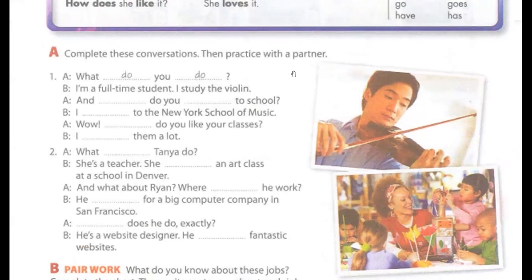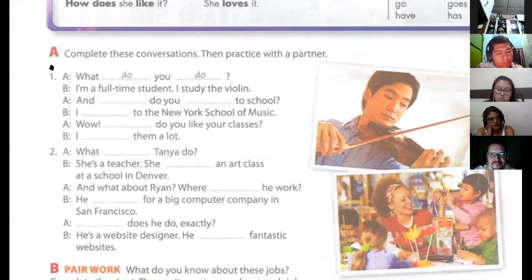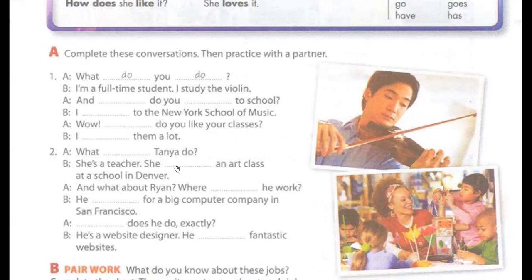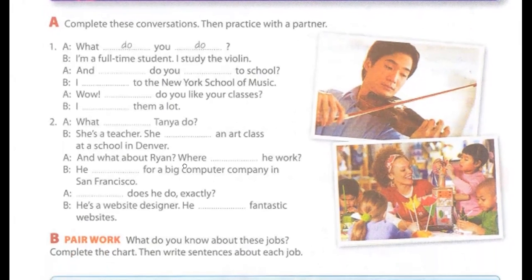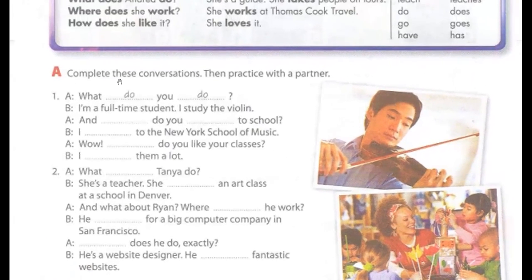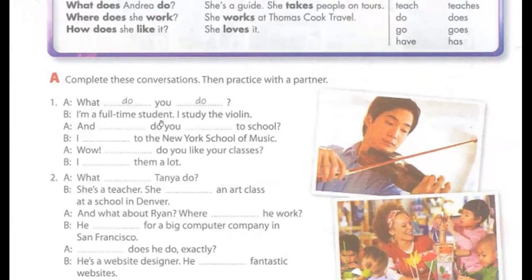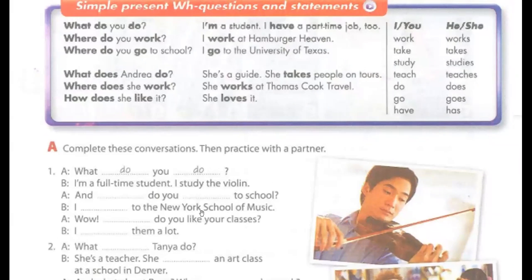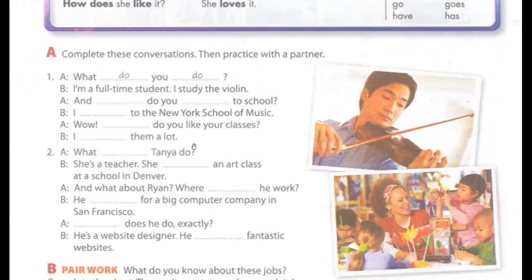Complete these conversations, then practice with a partner. Les pido encarecidamente que cuando hagamos un ejercicio de gramática, no solamente nos quedemos en completar lo que falta, sino que en practicar, ¿verdad? We have to practice the conversation. And I know that you do it this way. Yo sé que ustedes siempre lo hacen así. You always do it that way. Y no estoy siendo condescendiente, okay? So you do part 8. Complete these conversations, then practice with a partner. Of course, you have to think about positive, negative, and questions if necessary, right?